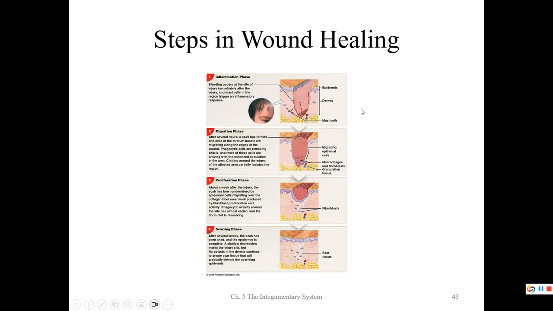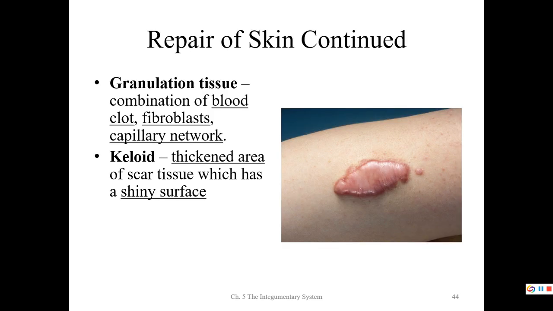So that's how the steps in wound healing happen. So if you get a wound, that's what's going to happen. Once this happens, sometimes we get a combination of blood clot, fibroblasts, and capillaries forming what is called granulation tissue, or we can get a thickened area of scar tissue that has a shiny surface called a keloid, and that's a keloid right there.